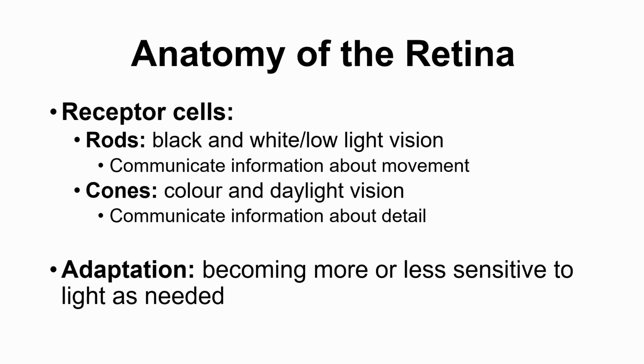And we go through a process where, okay, if we use rods in low light conditions and cones in bright light conditions, how do we switch between the two? And this is the process of adaptation, where we can adapt or change how we see to become more or less sensitive to light as needed.